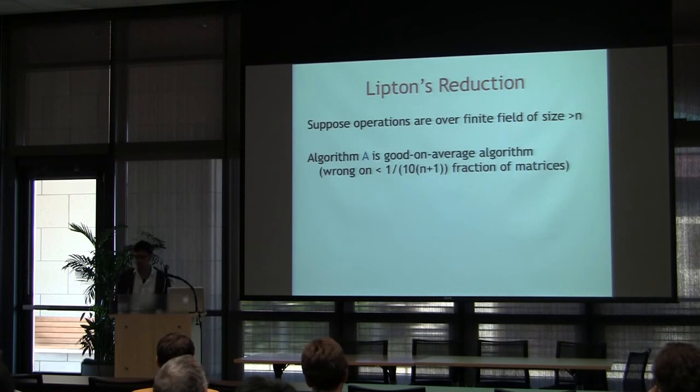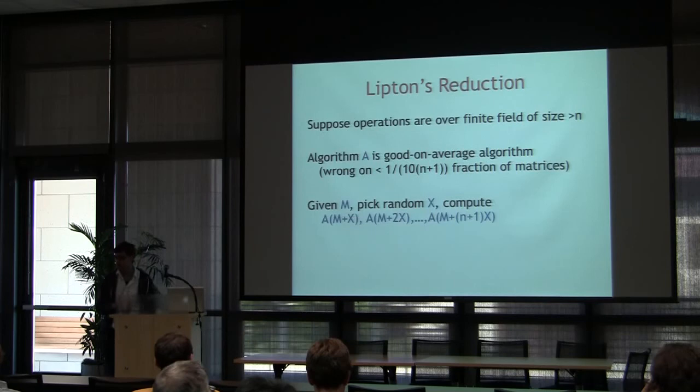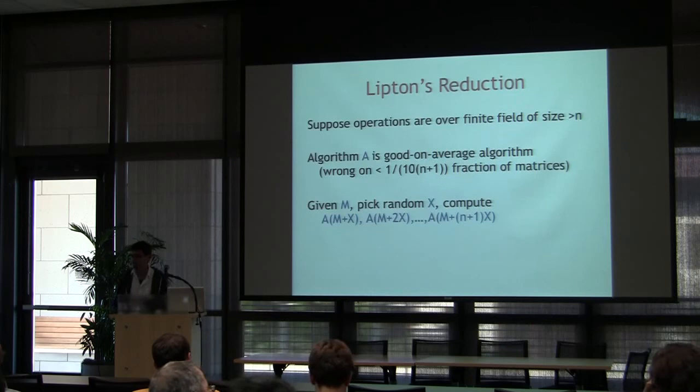So the approach is very simple. Say we are given a matrix M in input, the one for which we want to compute the permanent. Then the algorithm will pick a uniformly random matrix X, and then it will consider all the matrices of the form M plus X, M plus 2X, M plus 3X, M plus 4X, and so on. X is a random matrix, so 2 times X, 3 times X, 4 times X are random matrices. And also M plus X is a random matrix, and so is M plus 2X. They are correlated, but each by itself is a random matrix.